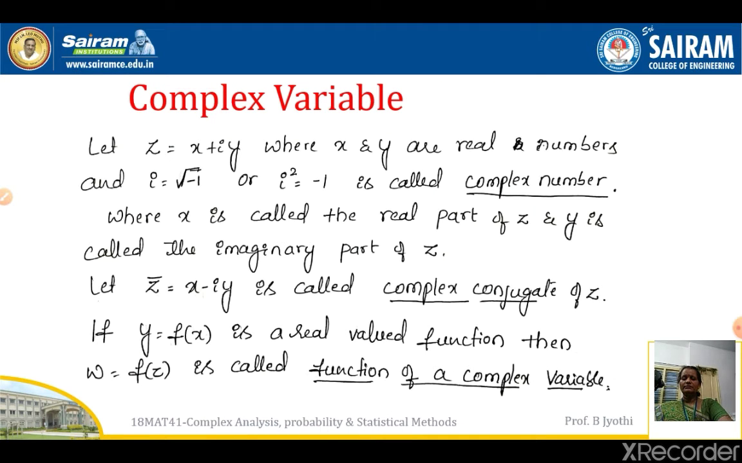Complex variable. Let z equals x plus iy, where x and y are real numbers and i equals root of minus 1, or i square equals minus 1, is called a complex number, where x is called the real part of z, and y is called the imaginary part of z. Let z bar equals x minus iy is called the complex conjugate of z. If y equals f of x is a real valued function, then w equals f of z is called a function of a complex variable.